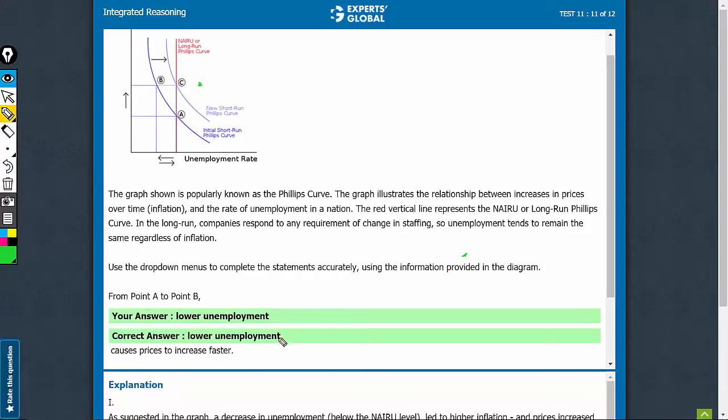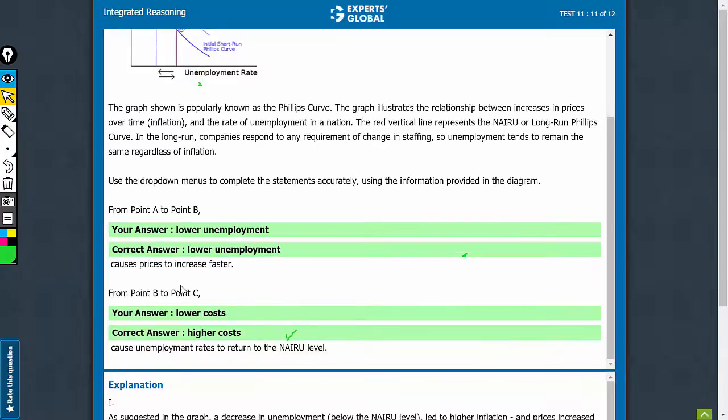Of course, higher disposable income was not an answer choice here because this curve doesn't talk about income at all. It only talks about the unemployment rate and inflation. So among the given choices, lower unemployment is the best choice. Let's look at the second part of the question here now.